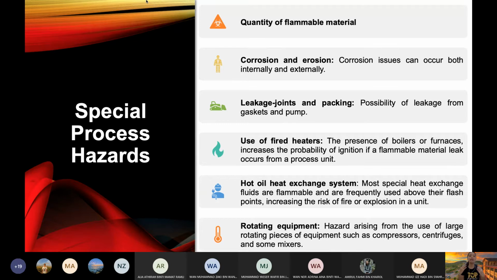The next process hazards, let's say you're using flammable material, corrosion, erosion. If you're using acidic or basic chemicals, corrosion and erosion may occur. Leakage, joint and packing. Fired heater, if you're using a fired heater, of course it poses additional hazards. Heat exchange system, if you're using hot oil in your heat exchanger, also a problem. Rotating equipment, say your equipment has a stirrer or mixer, compressor, centrifuge, they rotate, right? They have rotating components, so these also can pose hazards and additional risk.